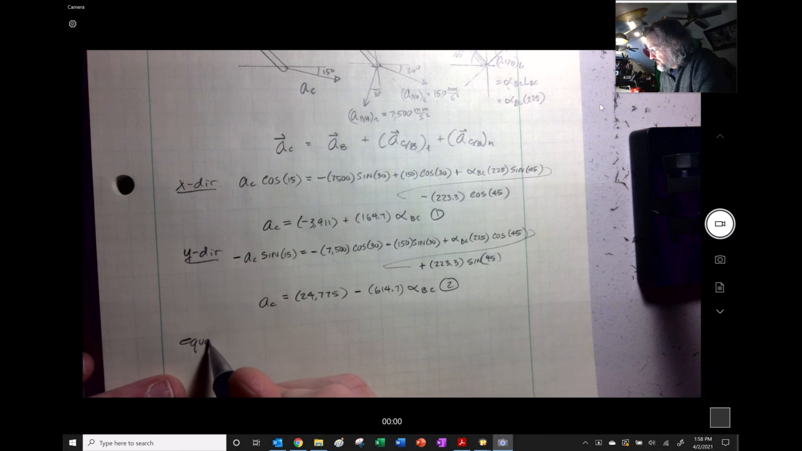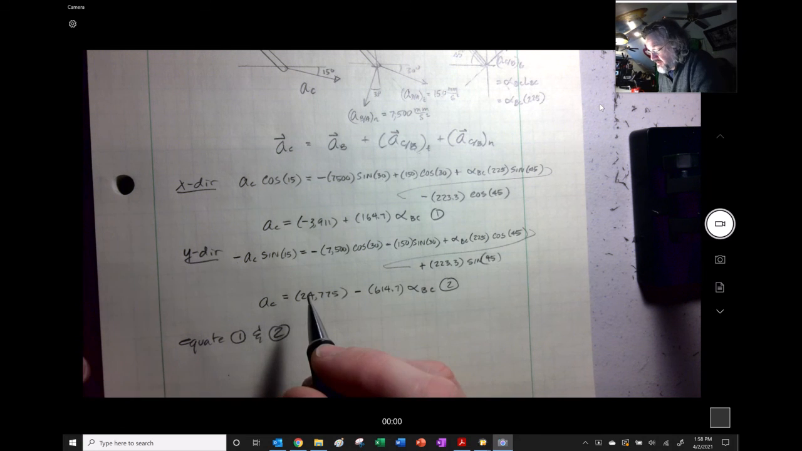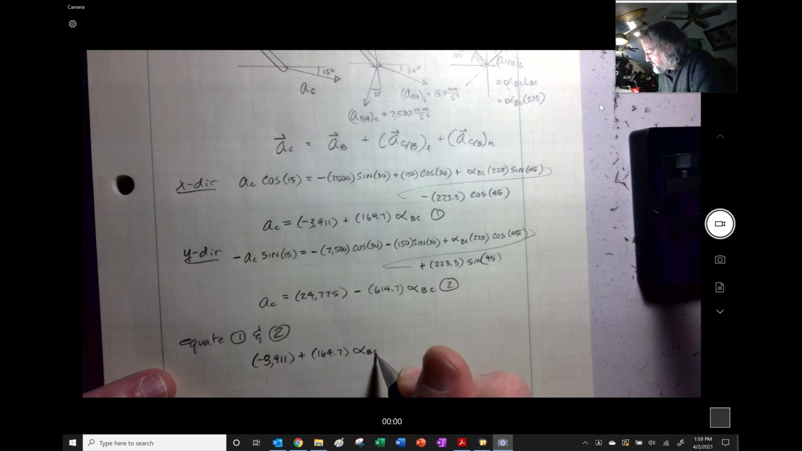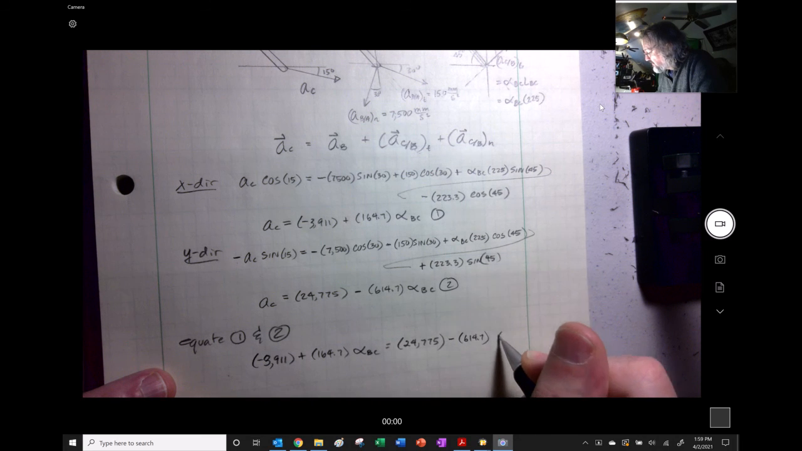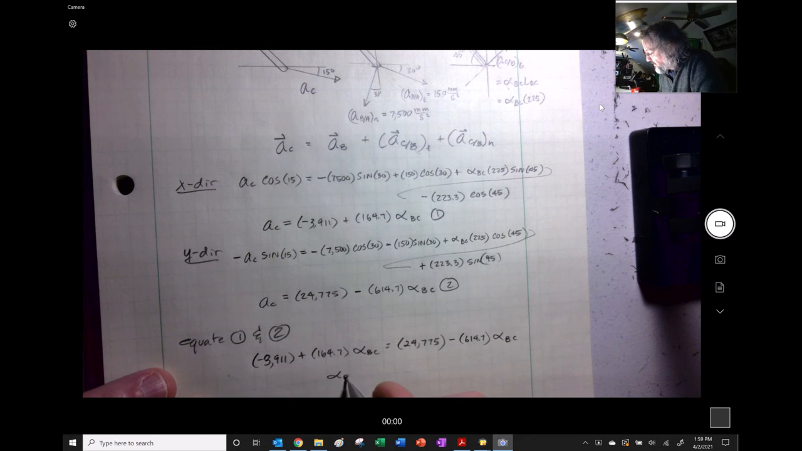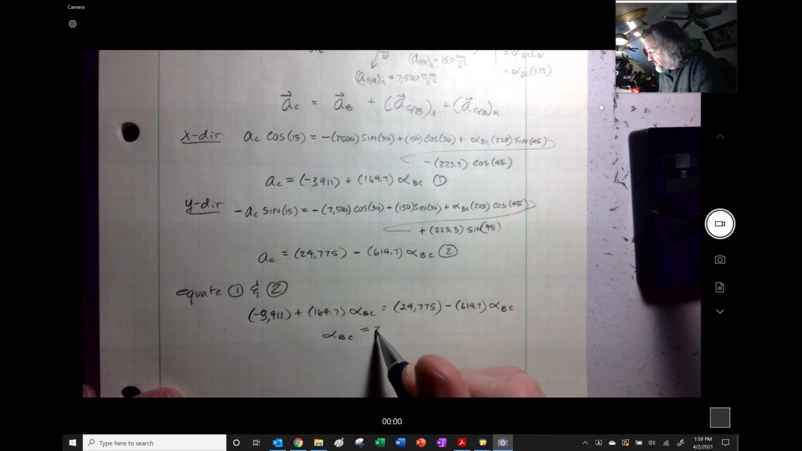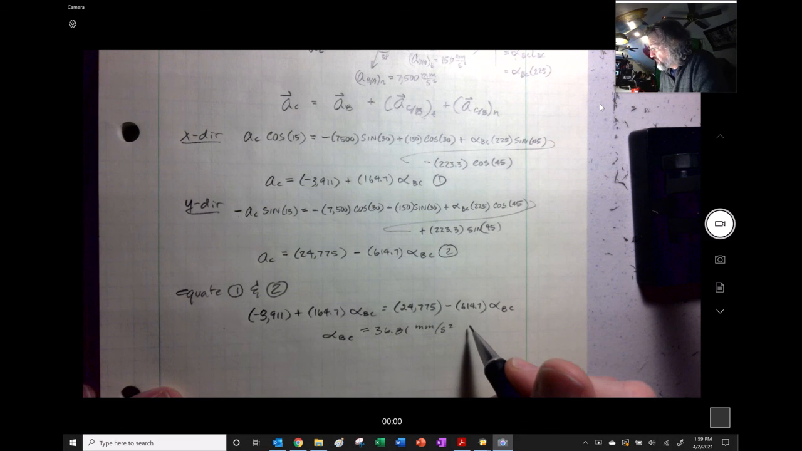I equate 1 and 2, and I'll write it down. Negative 3,911 plus 164.7 alpha BC is equal to 24,775 minus 614.7 alpha BC. Therefore, I can get alpha BC is going to be equal to 36.81, and it's positive. Therefore, I knew that it was counterclockwise.